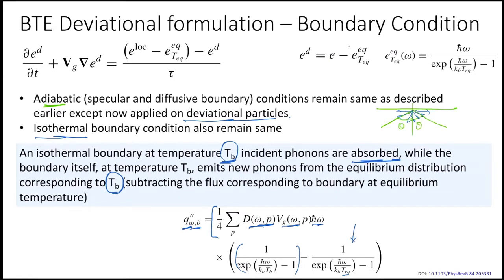So basically the implementation of the adiabatic or isothermal boundary conditions is pretty much the same, except now we are applying it to deviational particles. So we have to make just this change in the isothermal boundary, and the adiabatic boundary remains pretty much the same.